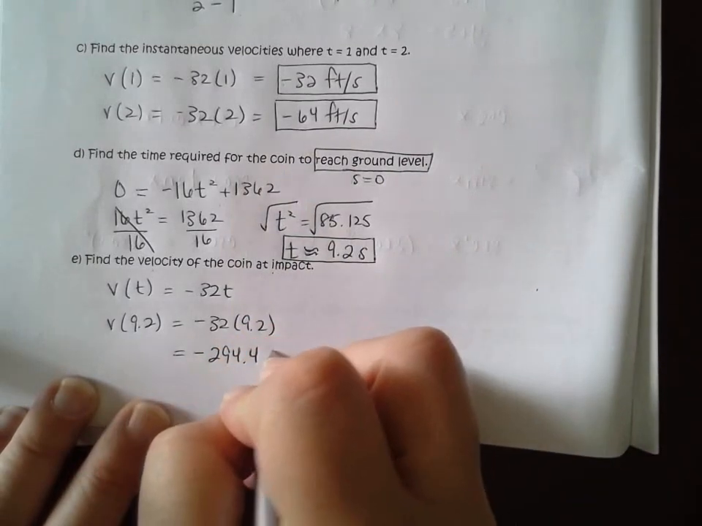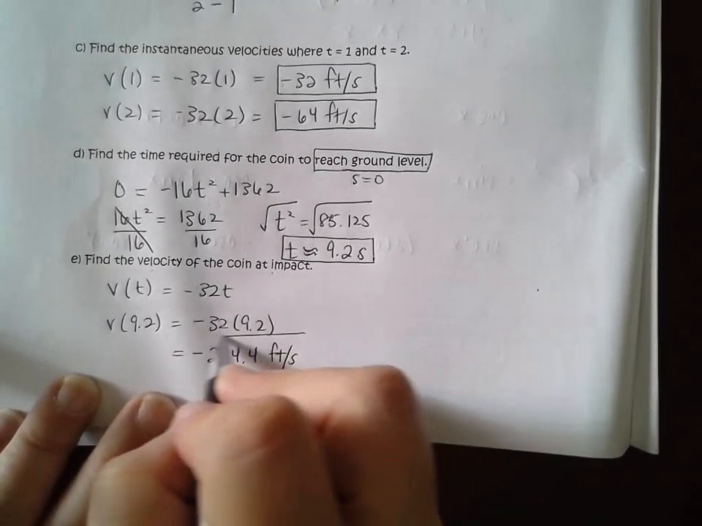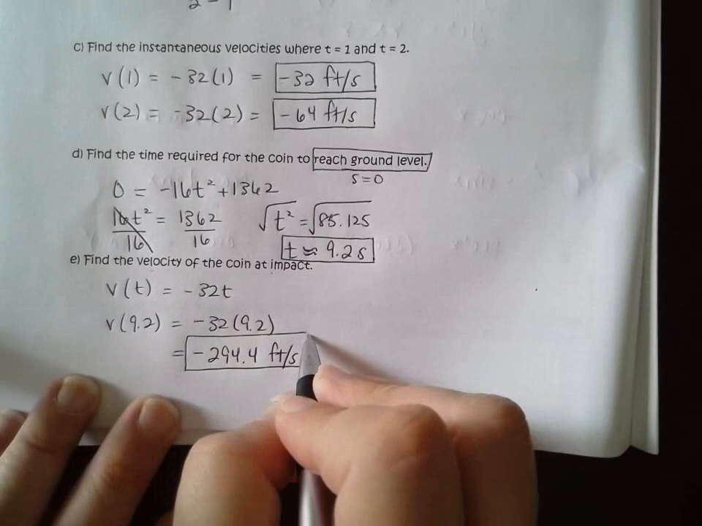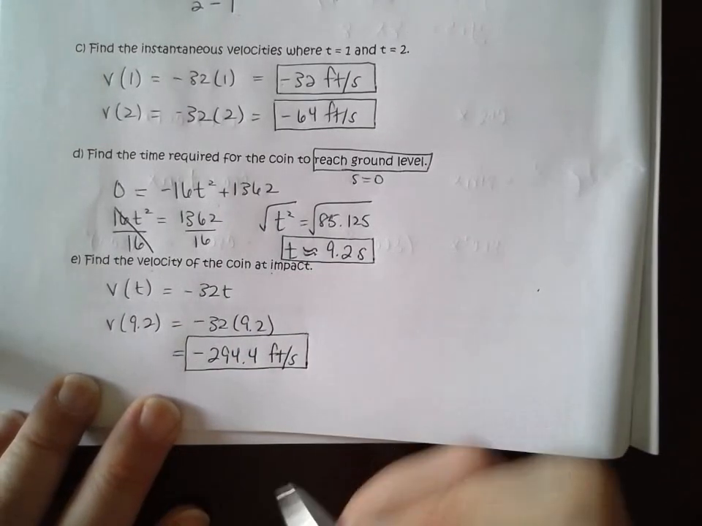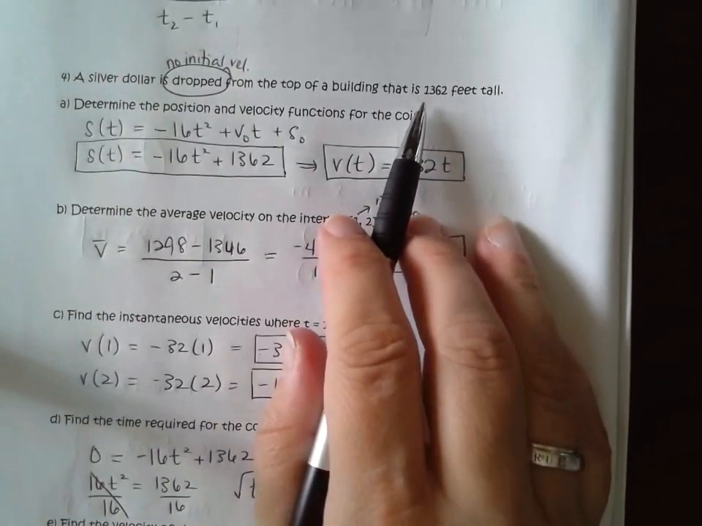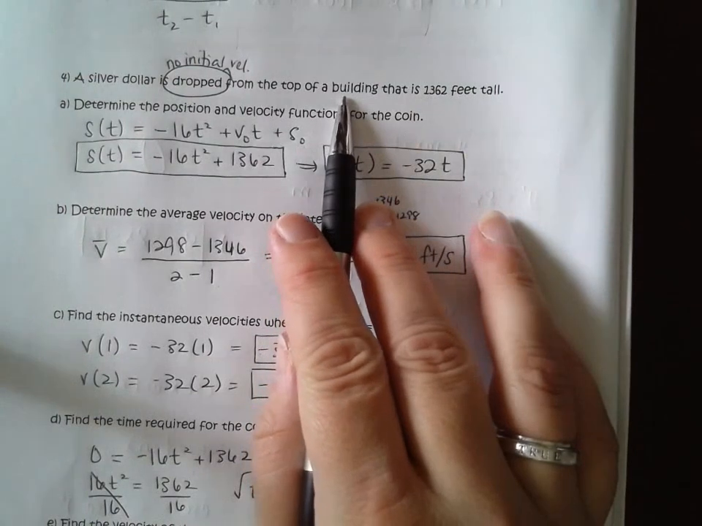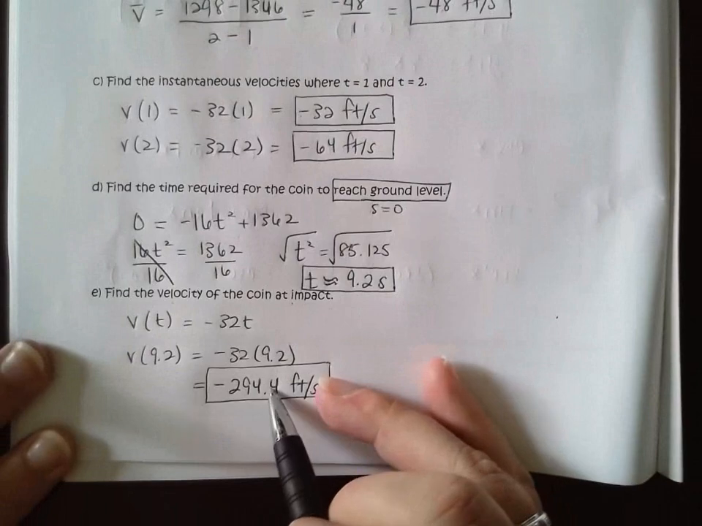So if this is in the air that long, it's going to be moving awfully fast once it gets down to the ground, or right before it hits the ground. See if that makes sense. 1362, that is awfully tall. You're talking about a very tall building. So would it make sense that it would be moving that quickly at the bottom? And I do believe that makes perfect sense.